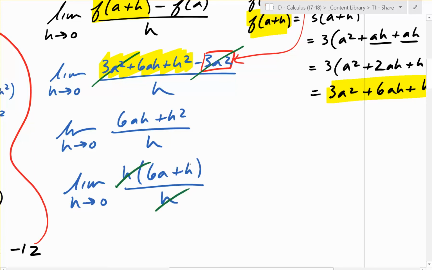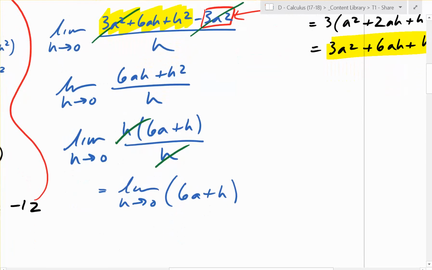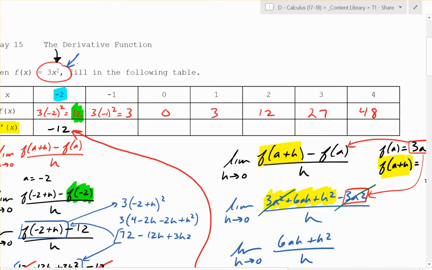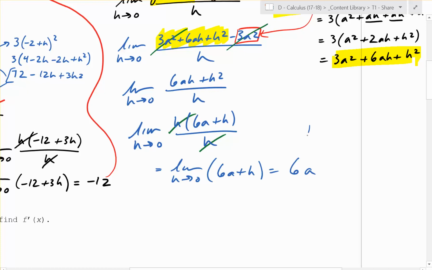And now, can you plug in 0 for h? You sure can, because what we have here is the limit as h goes to 0 of 6a plus h. And when you plug in 0 for h, now you end up with 6a. What this tells us is that if we want the instantaneous rate of change of this function, 3x squared, all we need to do is multiply the a value by 6.